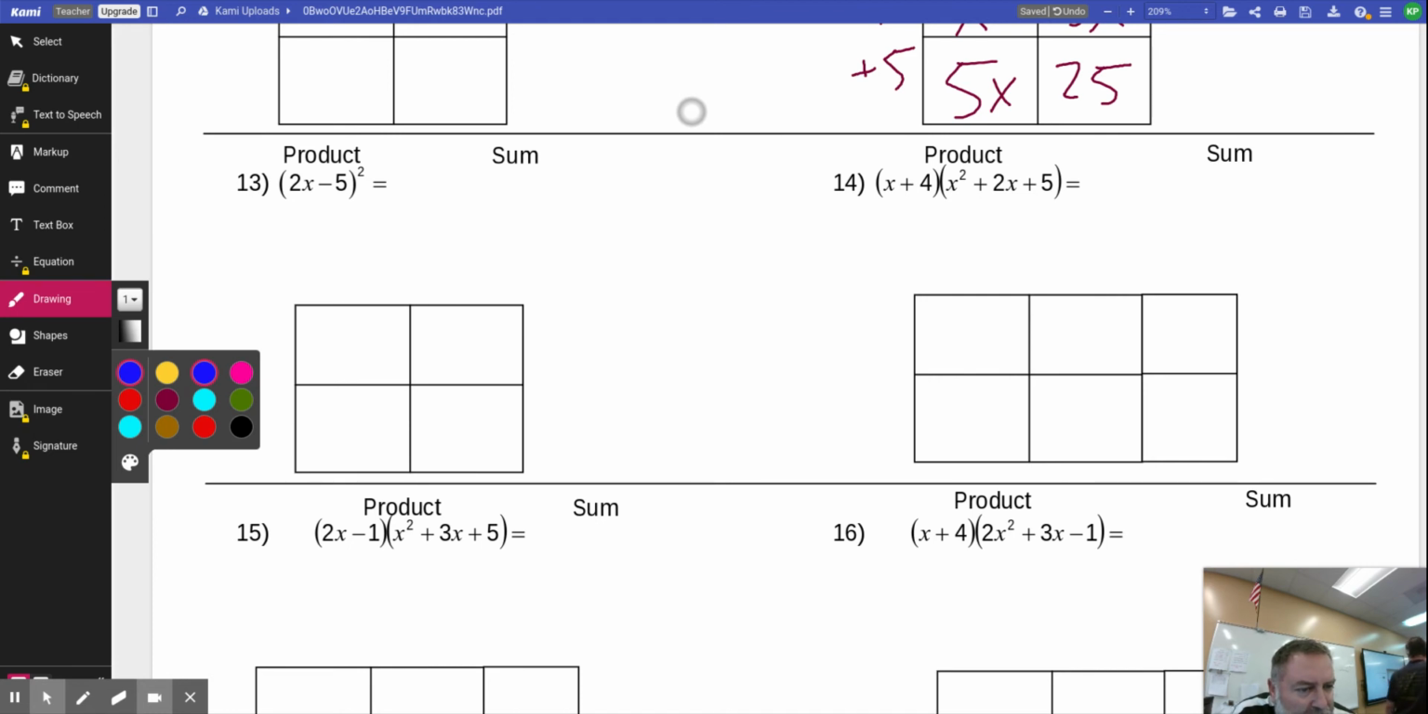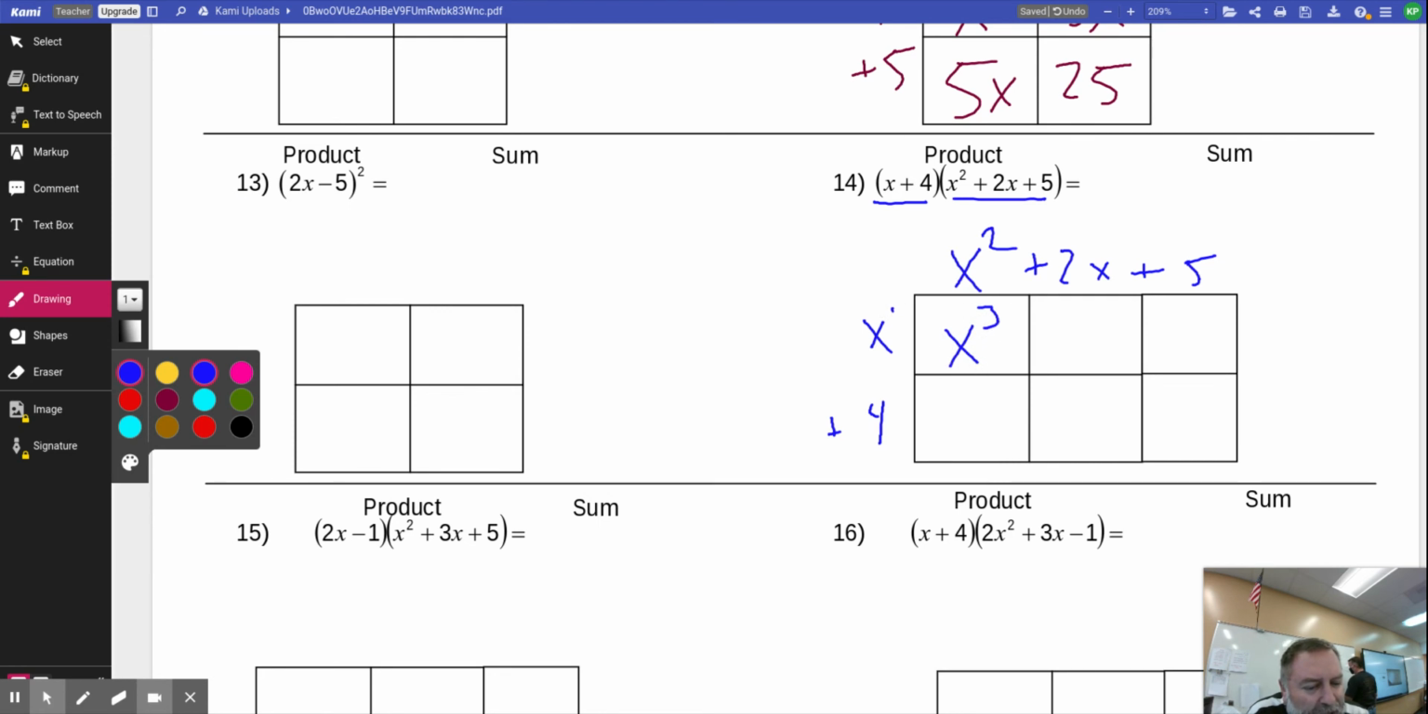One other one, you can even multiply a binomial by a trinomial. It just has to be a 2 by 3 box. So there's my x squared plus 2x plus 5 and x plus 4. x to the first times x to the second is x to the third. You just add the exponents. x times 2x is 2x squared. x times 5 is 5x. And then x squared times this 4 is 4x squared.